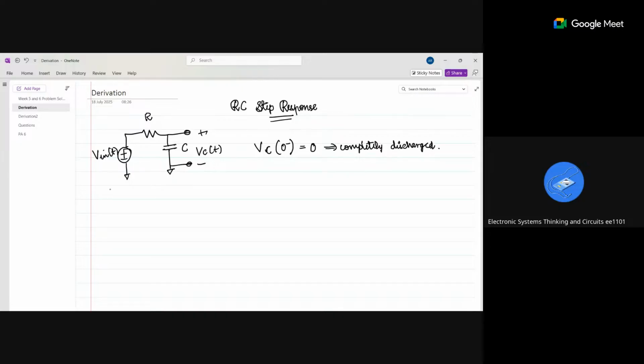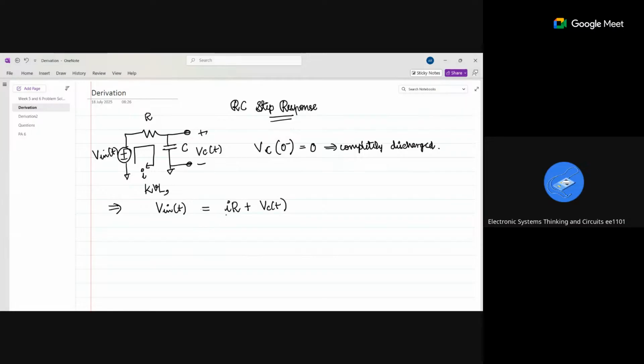So what did we do first? We will apply the KVL, right? V in of t, the potential increase, will be equal to the potential drop. The potential drop is nothing but IR plus Vc of t. So this is the first equation we got by using KVL.